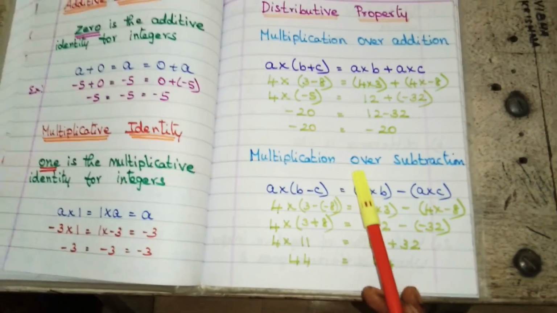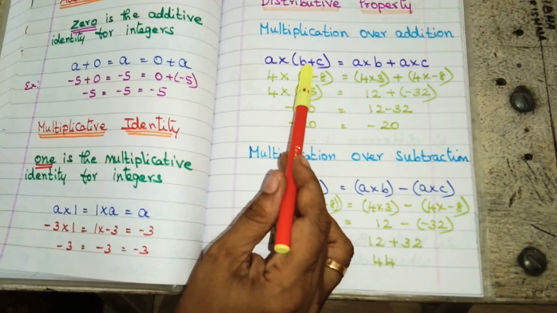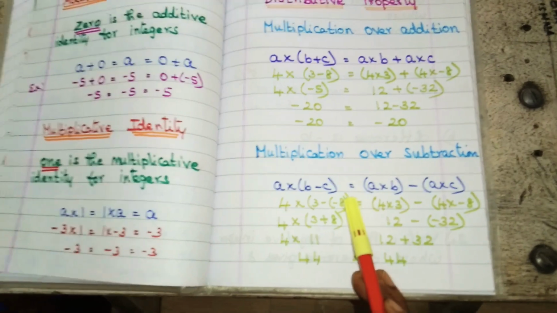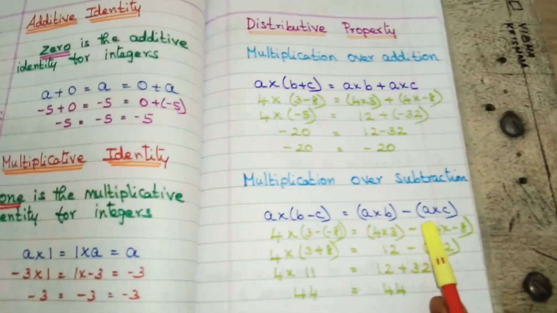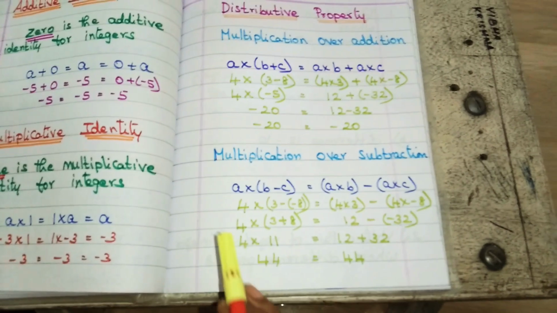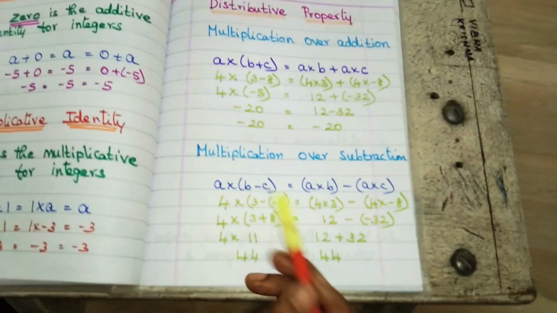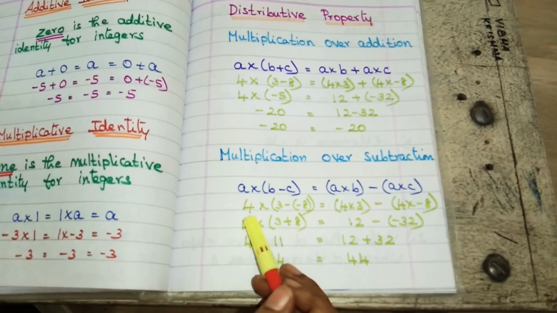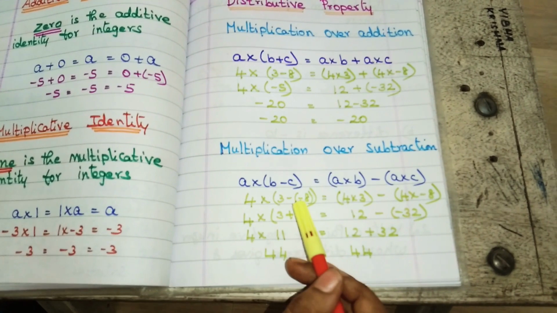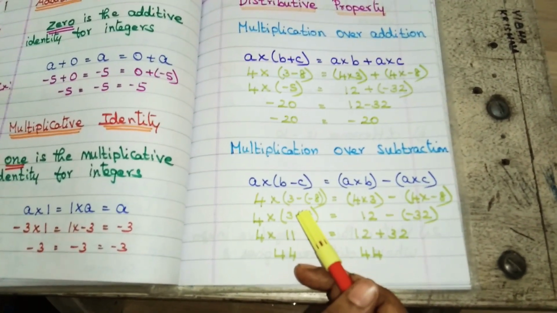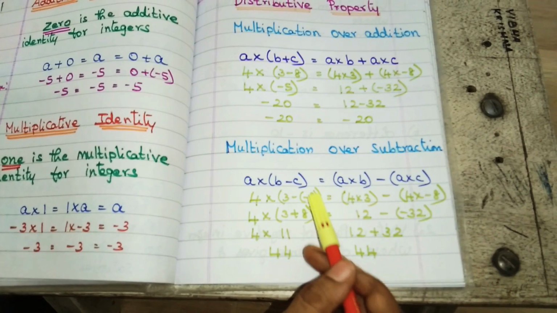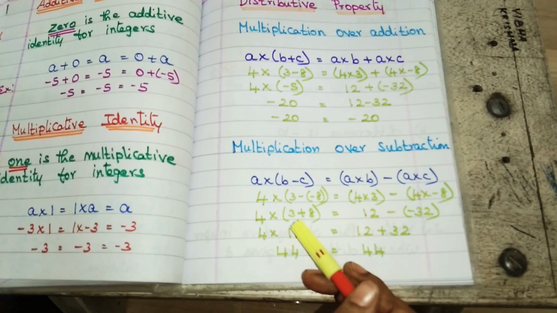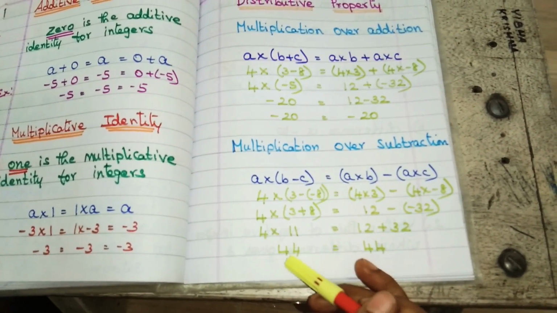Next, multiplication over subtraction. This is nothing but, in the place of plus, you are going to just put minus. A into (B minus C) is equal to A into B minus A into C. The same example I have given: A is 4, B is 3 and C is minus 8. So 4 into (3 minus, in brackets, minus 8). I am putting the bracket because I have two negative signs, so minus of minus 8. So 4 into 3 plus 8. 3 plus 8 is 11. 4 into 11 is 44.